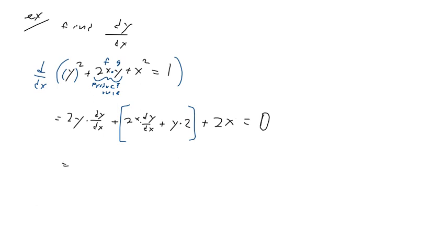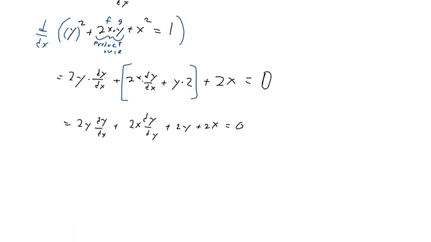So, very good. We got this whole thing. Let's clean this up a little bit. 2y dy/dx plus 2x dy/dx plus 2y plus 2x equals 0. So now we have to solve for dy/dx. Get the dy/dx by itself.